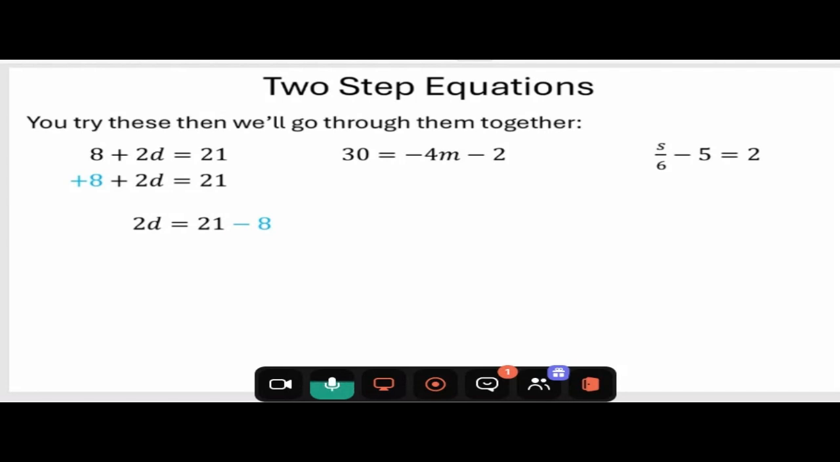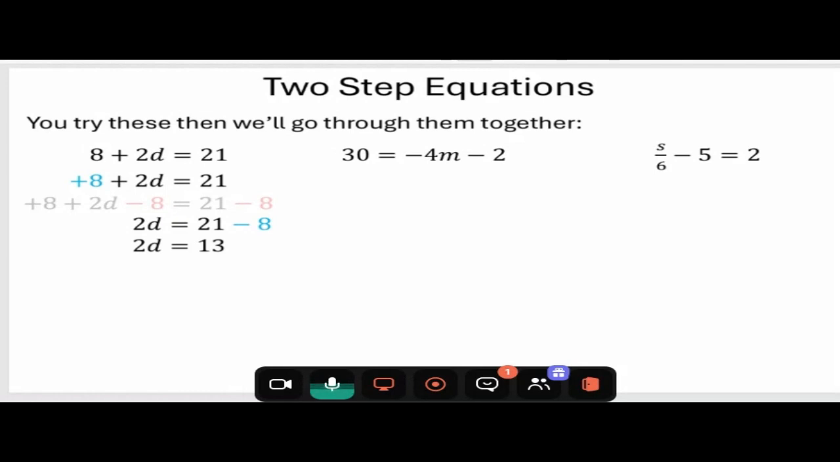And I think I get fancy here. Yeah, look at that. A little faded out version of that intermediate step that we're skipping, where we know that in reality we are subtracting 8 from both sides, but what that looks like is an added 8 on the left turns into a subtracted 8 on the right. So what is 21 minus 8? It's 13. Now, is the d by itself yet?